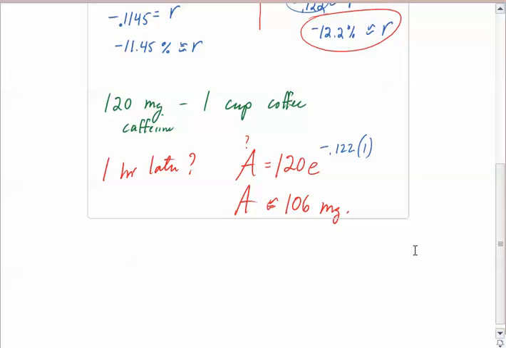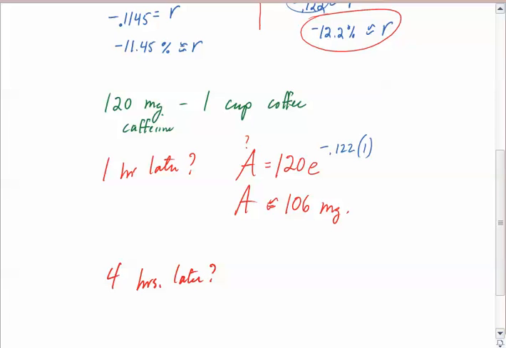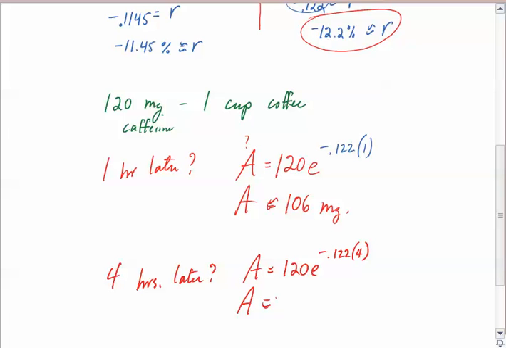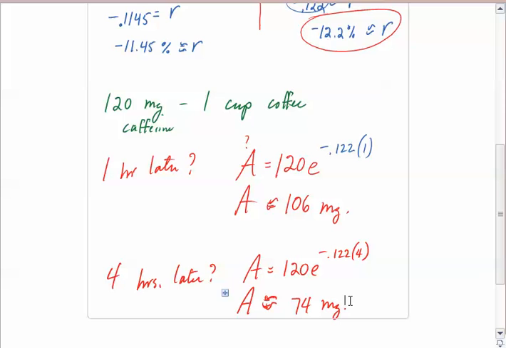What if I wanted to know what happens 4 hours later? In other words, how much caffeine is in my system 4 hours later? Well, I would do the same thing. The initial amount is 120, times e to the negative 0.122, but 4 hours later. So here we go. Let's find out. And we get roughly 74 milligrams remaining in our system.